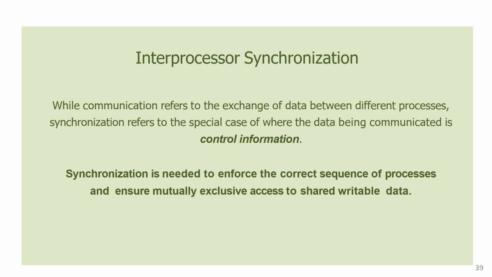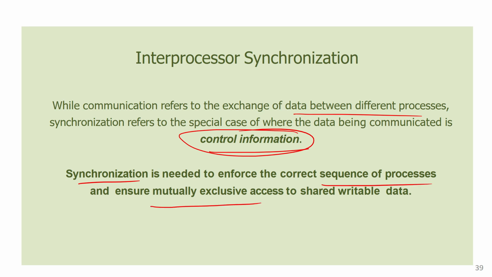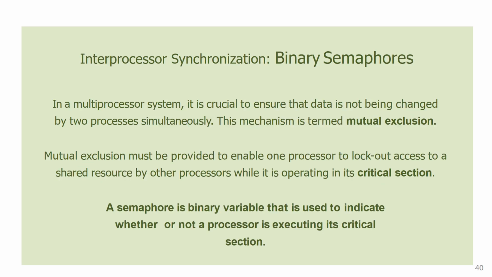Interprocessor synchronization. While communication refers to the exchange of data between different processes, synchronization refers to the special case where the data being communicated is control information. So synchronization is needed to enforce the correct sequence of processes and ensure mutually exclusive access to the shared writable data. So synchronization is responsible for these things.